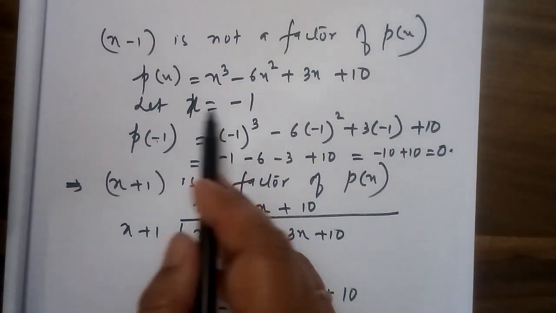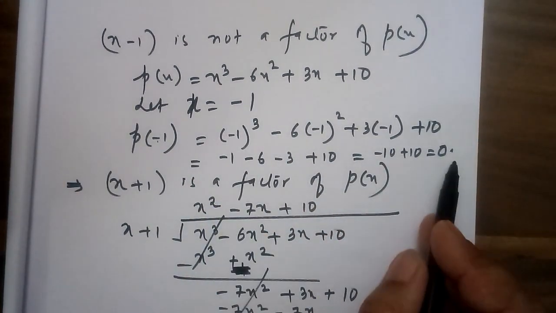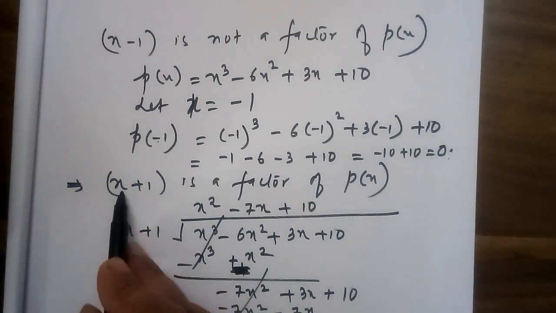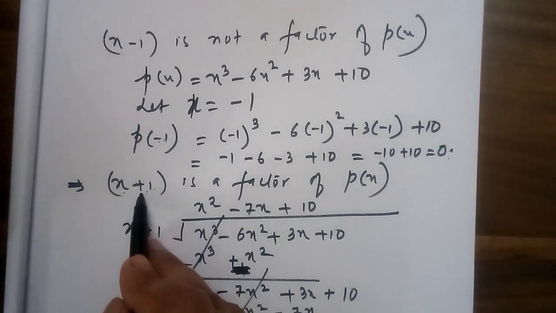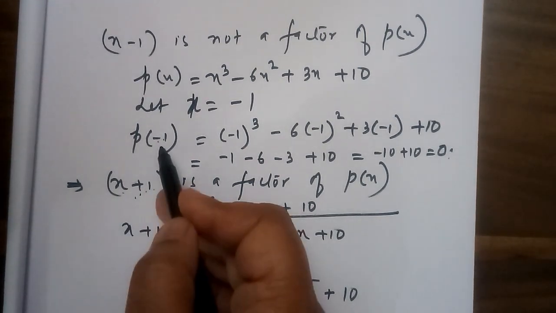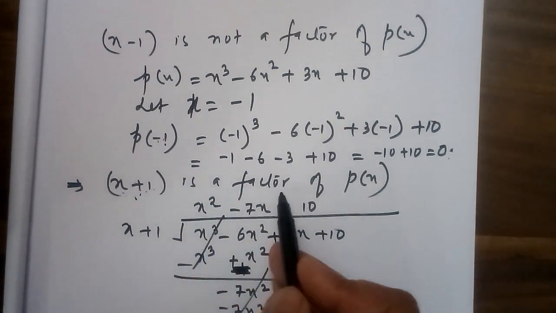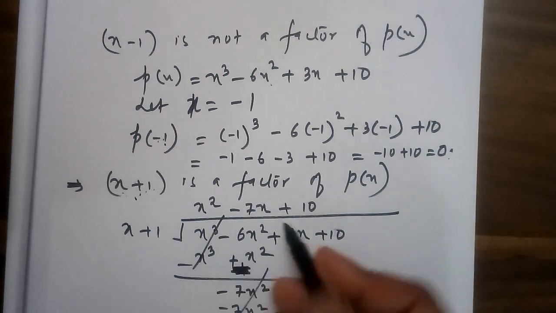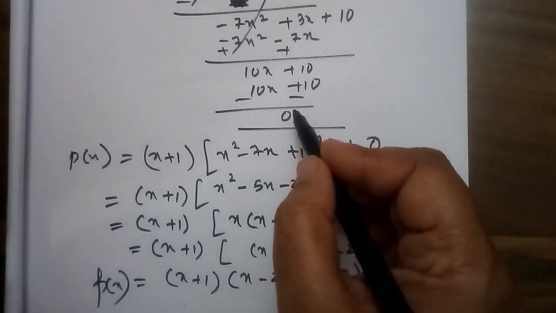Next, what did I do? I took another number, x equal to minus 1. I again put it in my polynomial, I solved it, I got the answer as 0. Since I got the answer as 0, therefore x plus 1. I told you earlier also, whatever the sign over here, when you write the factor, you get the opposite sign. So since it was a minus sign here, I wrote a plus sign over here. So x plus 1 is a factor of p(x). Third step is you divide your given polynomial by this first factor which you have found out. Whenever you divide this, you will always get the remainder as 0.